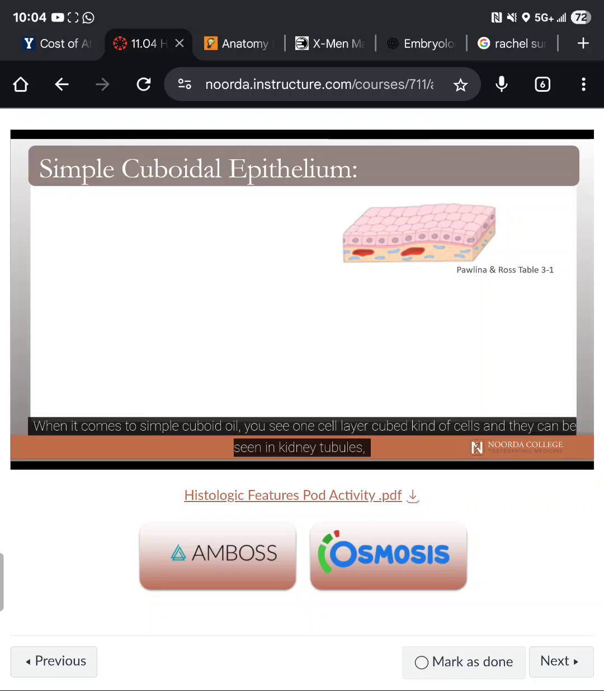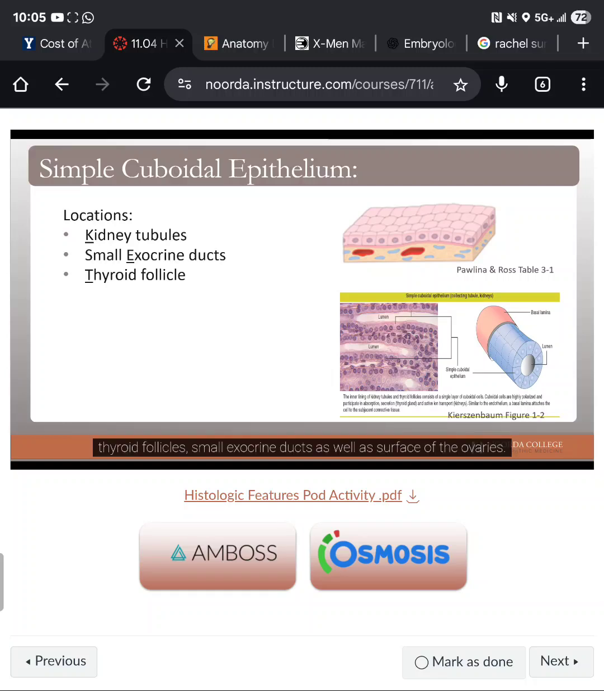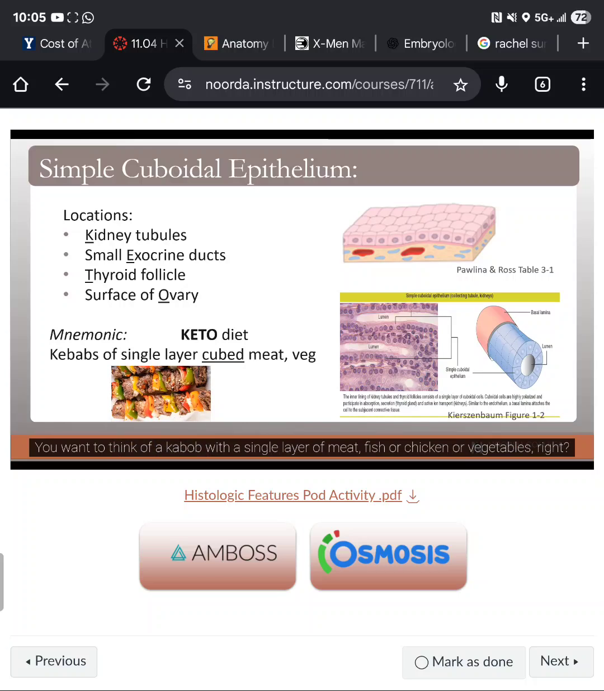When it comes to simple cuboidal, you see one cell layer of cube-shaped cells, and they can be seen in kidney tubules, thyroid follicles, small exocrine ducts, as well as the surface of the ovaries. Now, I have one mnemonic, and you think of the keto diet, K-E-T-O, right? Kidney tubules, you want to think of a kebab with a single layer of meat, fish, chicken, or vegetables, right? So again, each single layer of meat and vegetables. Keto diet, so kidney, exocrine ducts, thyroid follicle, ovary.